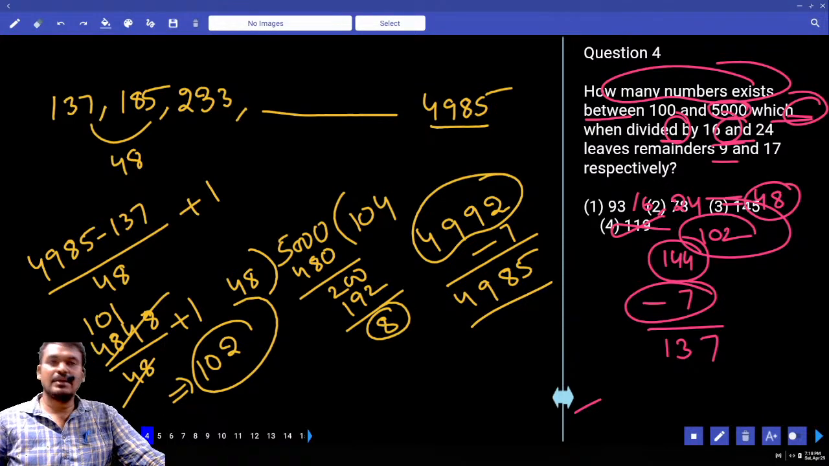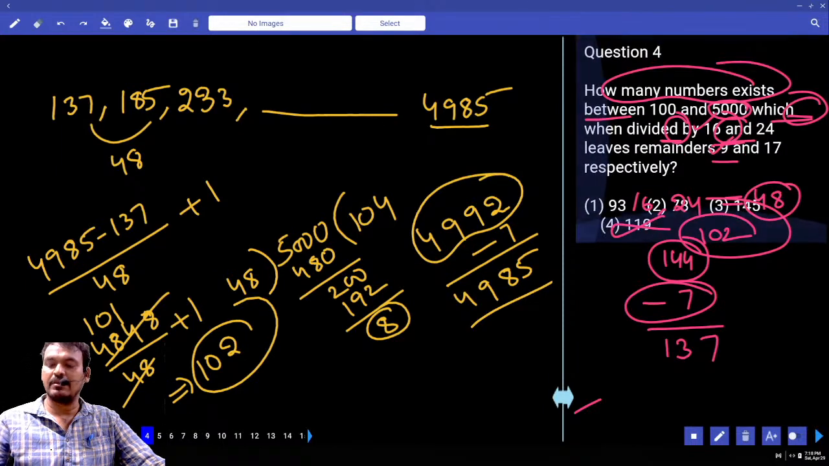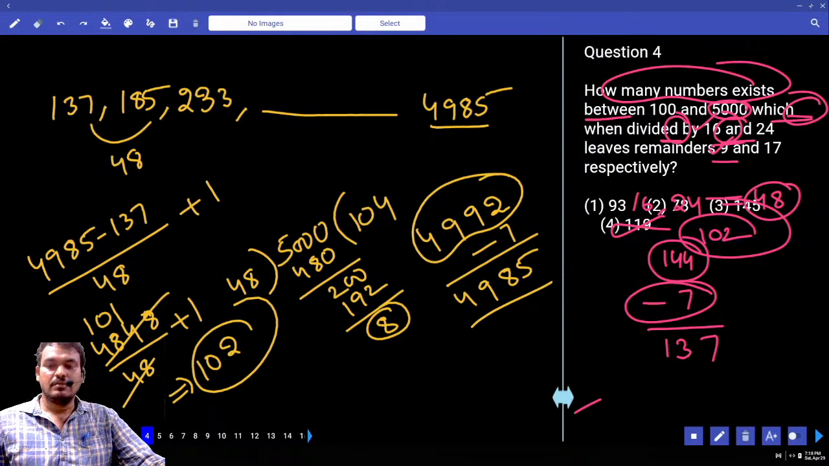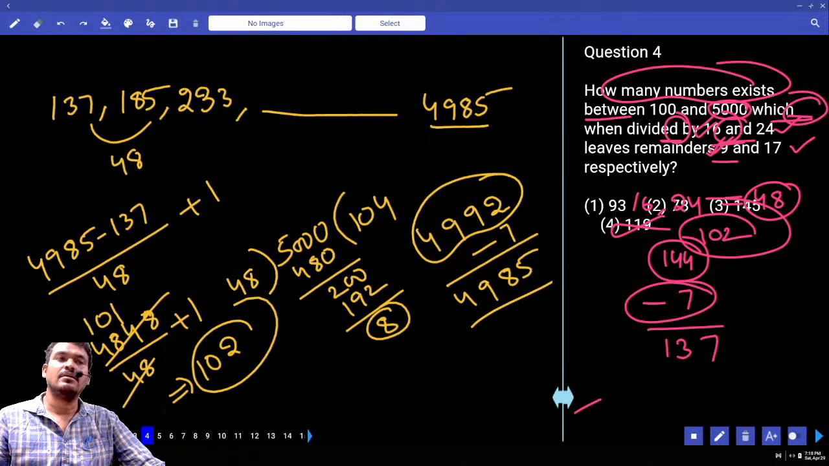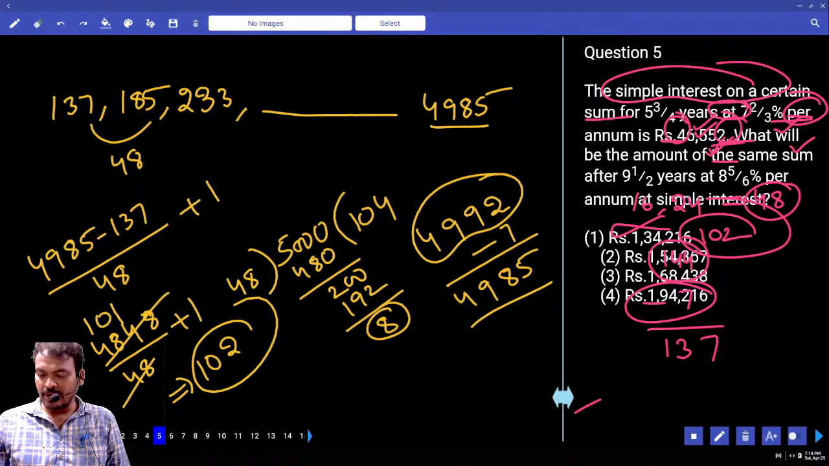Here the remainder cases are given. First case remainder 9. Second case remainder 17. What is the difference between 16 and 9? 7. 24 and 17 difference? 7, or not? That 7, are we subtracting or adding? Subtracting, or not? Next, question number 5.